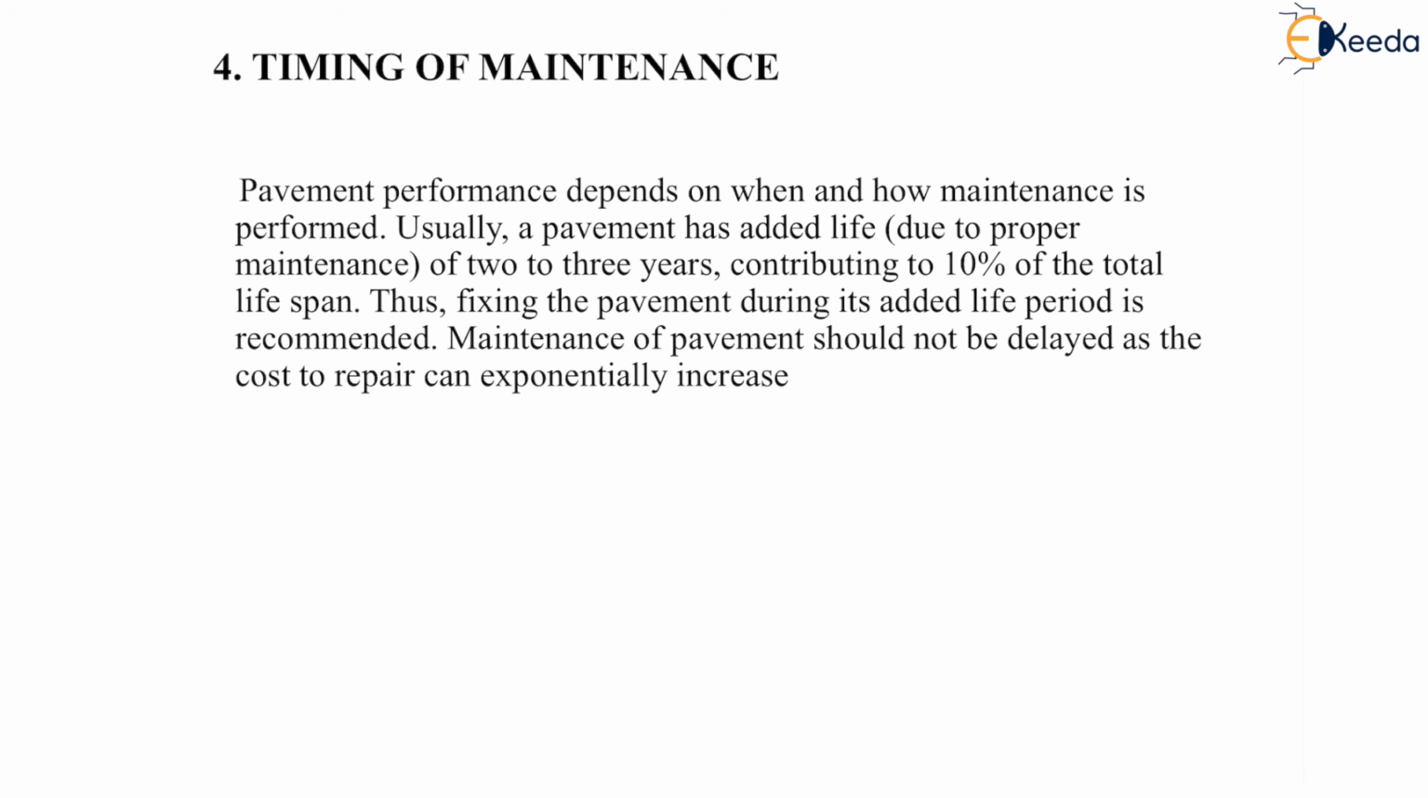Next is the timing of maintenance. Pavement performance depends on when and how maintenance is performed. Usually, a pavement has added life, and proper maintenance at 2 to 3 years contributes 10% of the total lifespan. It means that if we do periodic maintenance of the pavement, it will directly increase its life. Otherwise, it will lead to pavement failure again. Thus, fixing the pavement during its added life period is recommended. Maintenance of pavement should not be delayed as the cost to repair can exponentially increase.